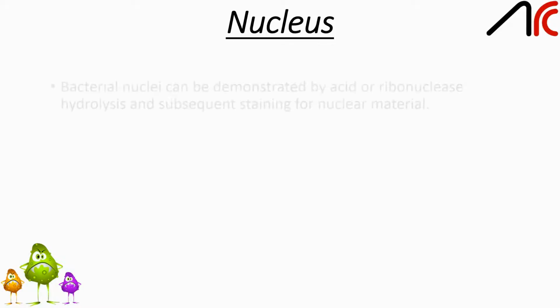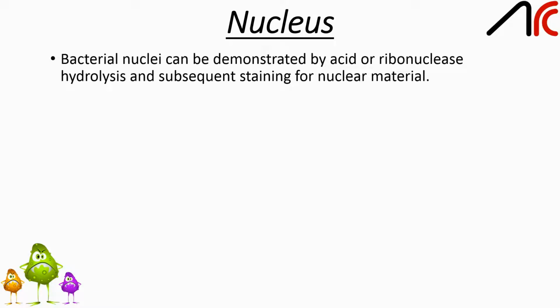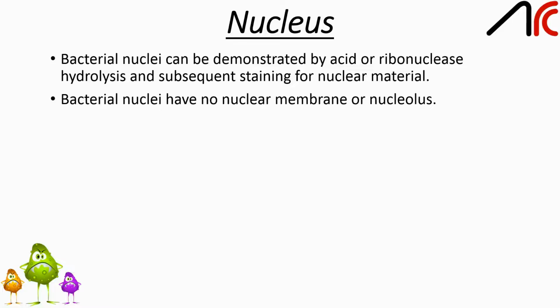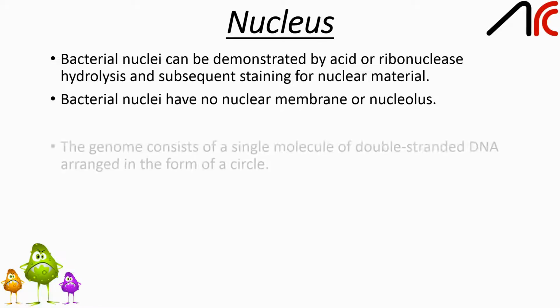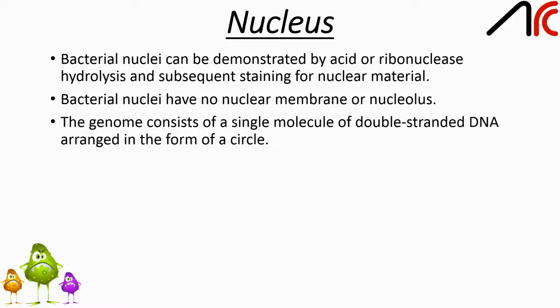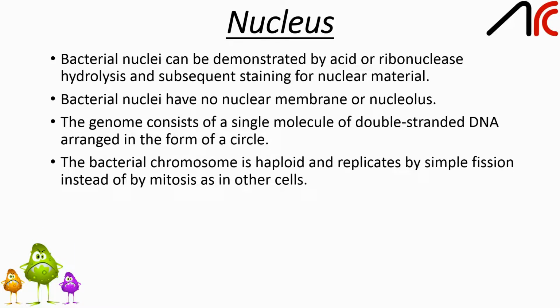Nucleus. Bacterial nuclei can be demonstrated by acid or ribonuclease hydrolysis and subsequent staining for nuclear material. Bacterial nuclei have no nuclear membrane or nucleolus. The genome consists of a single molecule of double-stranded DNA arranged in the form of a circle. The bacterial chromosome is haploid and replicates by simple fission instead of mitosis as in other cells.